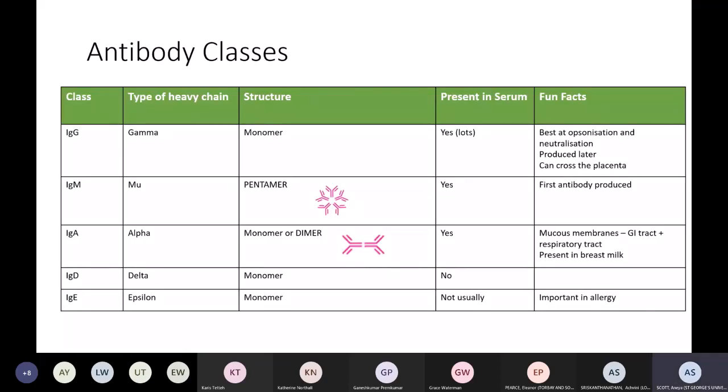So just going through the different antibodies. IgG has that gamma chain, exists as a monomer, and there's lots of it in serum. It's produced later in the immune response. IgM is the antibody that appears first in infection. They sometimes do ask you about the different structures. IgG is a monomer, IgM is a pentamer, IgA is a dimer or sometimes a monomer, and the other two are monomers. So mainly just remember IgM is a pentamer. And that's kind of it, really.